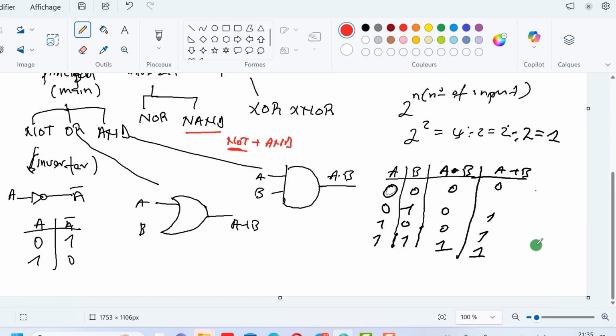It's clear, NOT here represents the NOT gate. Just that you do not come and redraw this NOT gate here, no. Generally, we just add a circle here. When you see a circle here, it means that this gate becomes a NAND. So this is how we change at the level of the symbol.